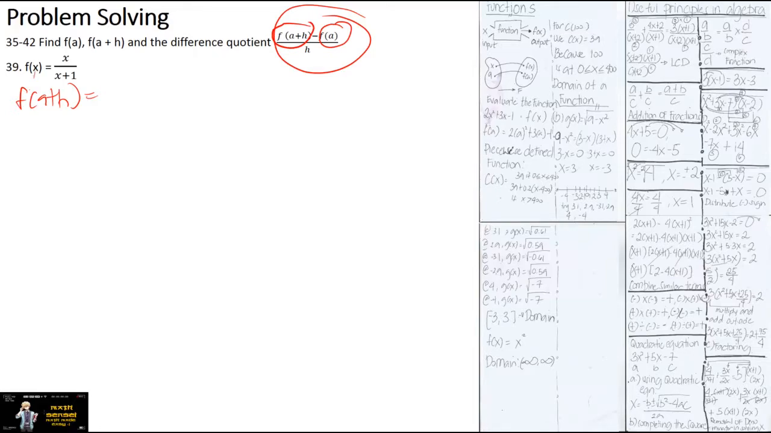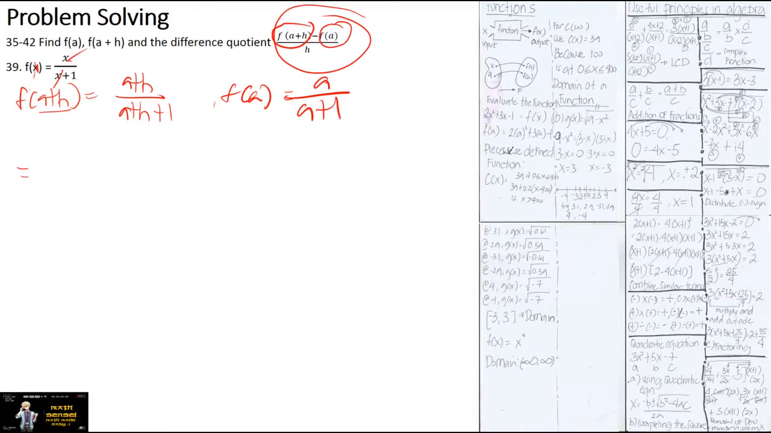Bigyan mo ng parenthesis, binura mo to, ginawa mo a plus h. Sa kabilang side ng equation, papalitan mo rin lahat ng tinanggal mo. Gawin mo rin a plus h. Yung x mo, tanggalin mo rin, that will be a plus h plus 1. Okay? Malinaw. Then yung f of a, ganun din, lahat ng x palitan ng a, so that will be a plus 1. Okay? Dito na tayo sa part na kailangan na nating mag-perform ng medyo mahabang equation.